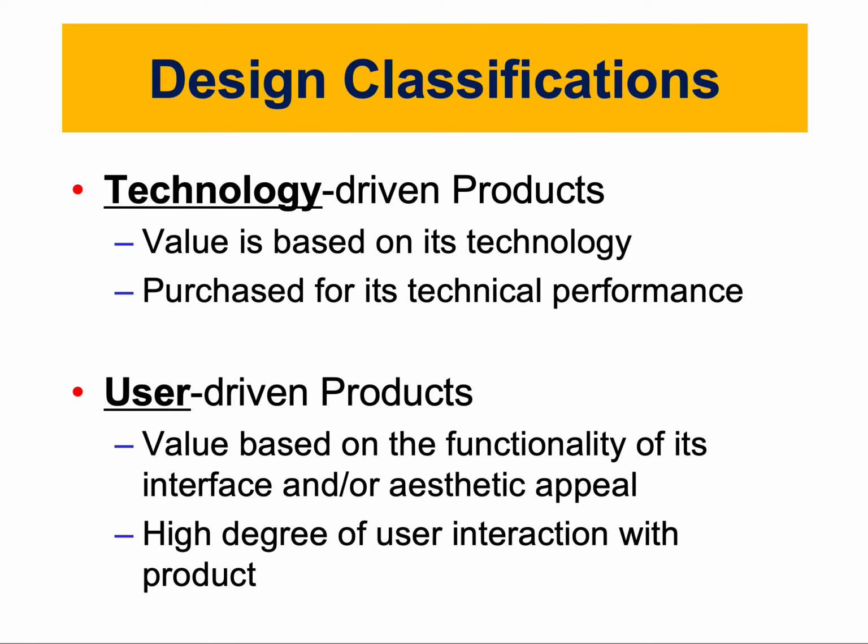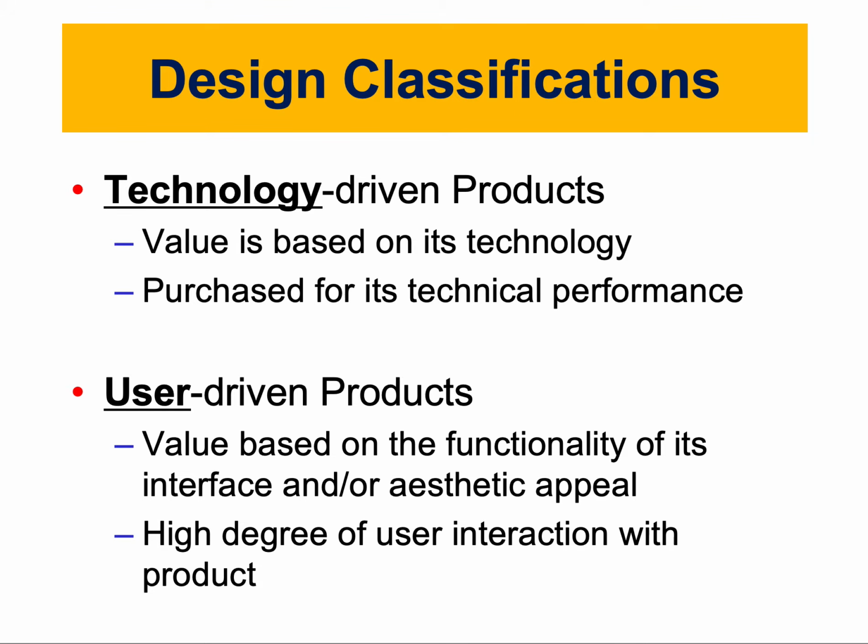We have to classify products and designs into two categories, if we are looking from the industrial point of view, and also for design for industry and design for environment. So we have two classifications. One of them is technology driven and the other one is user driven. The technology driven is based on the value of its technology, what values this technology can provide for us, as well as its technical performance. And we're going to talk about some examples.